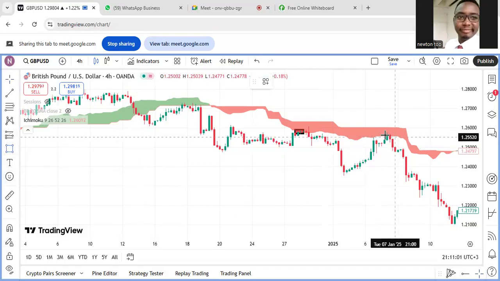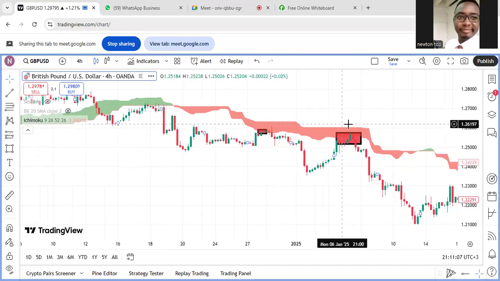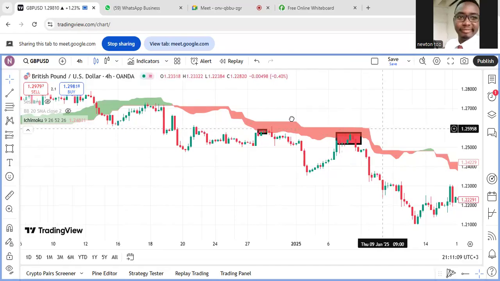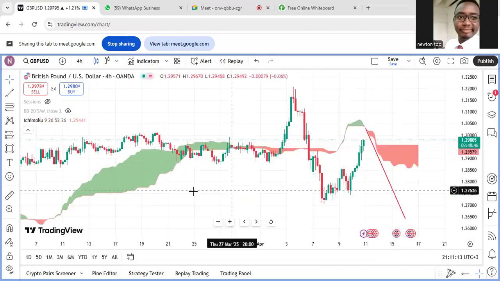So here again we had an entry. It's kind of like an M pattern. Stop loss you can set above the cloud, here above the cloud. So same thing applies to what I'm showing you right now here.